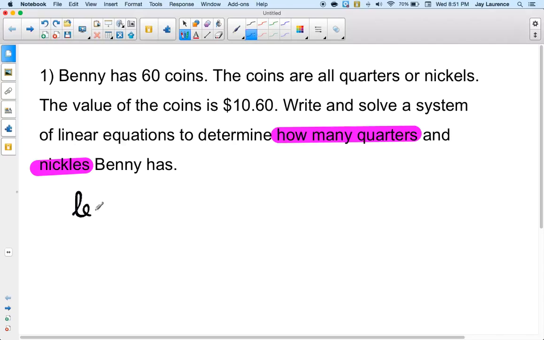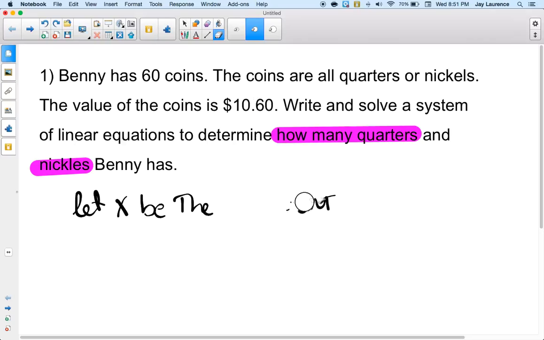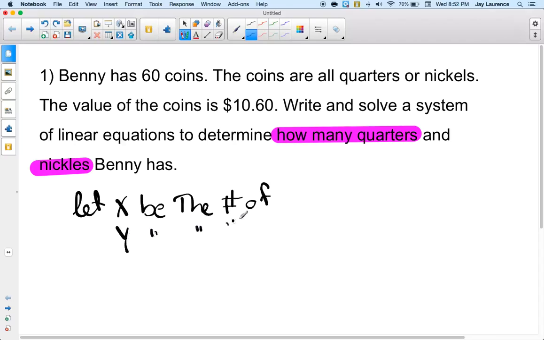So we're going to let x be, I'll bet Nikki can tell me. Hopefully Nikki didn't say quarters. It's not the quarters, it's the number of quarters, or amount of quarters, as Adelie likes to say. Okay, the number of quarters. And then of course y would be the number of nickels. And did I forget to write quarters? I sure did. Silly Mr. Lawrence.